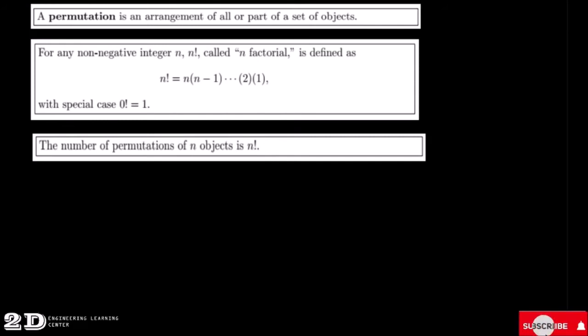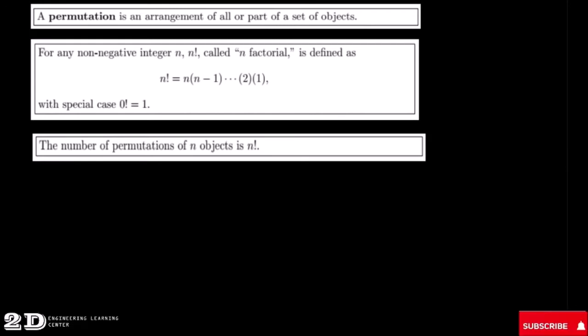It is defined as n factorial equals n times n minus 1, and so on and so forth, down to 2 and 1. So it is a sequence of multiplication in which n is reduced by 1 until the last part of the sequence is equal to 1. There is a special case: 0 factorial is equal to 1.